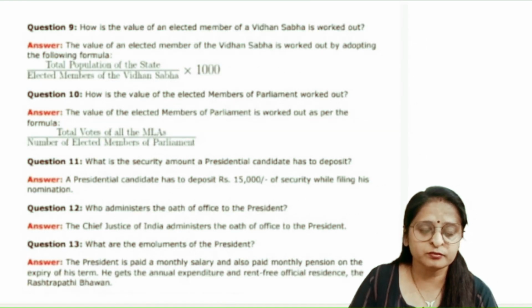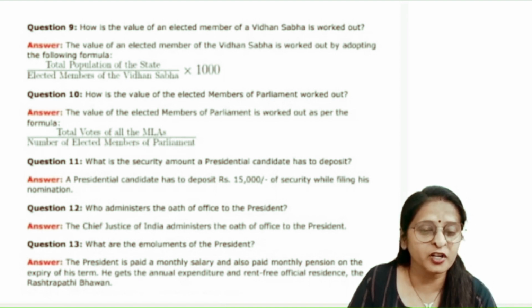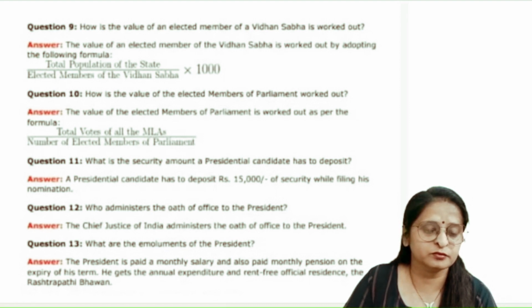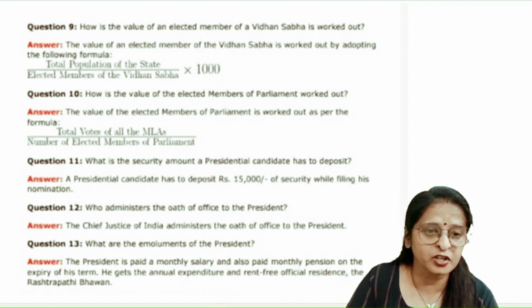Next question, how is the value of the vote of elected members of Vidhan Sabha worked out? The value is worked out by adopting the following formula: total population of the state upon elected members of the Vidhan Sabha into 1000.